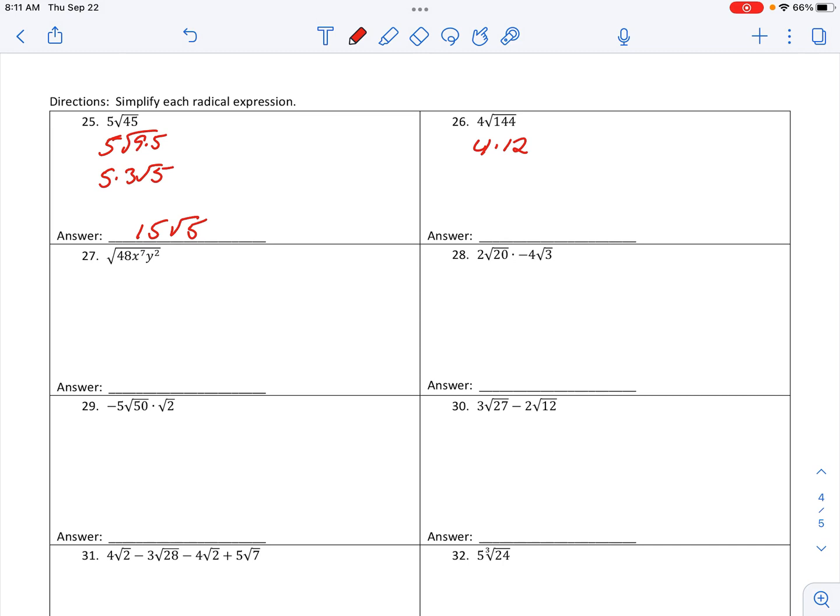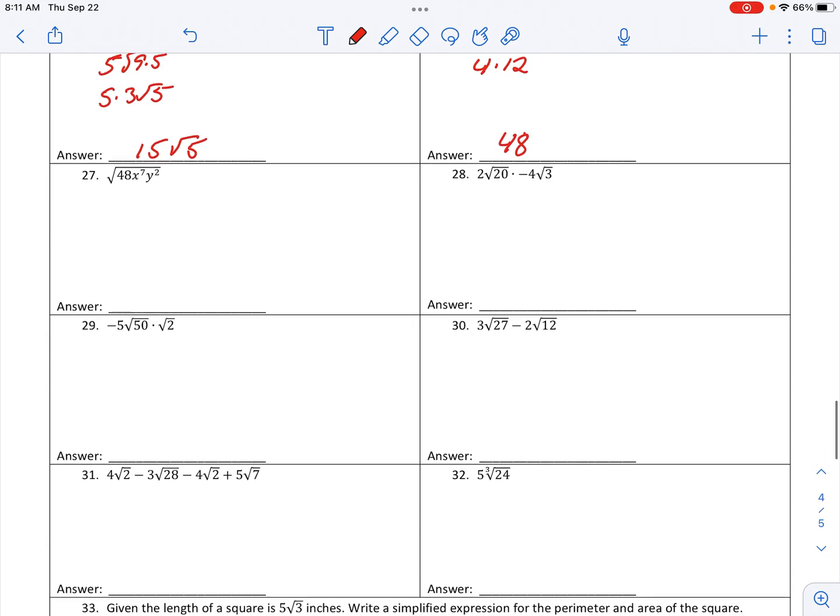144 is perfect. It is 12, and 4 times 12 is just 48. Who cares if there's variables in there? We did this before. Okay, 48. I rewrite the prime factorization of 48. Now, I'm sure most of you can kind of do this in your head by now, but I'll just go ahead on this one, write everything out.